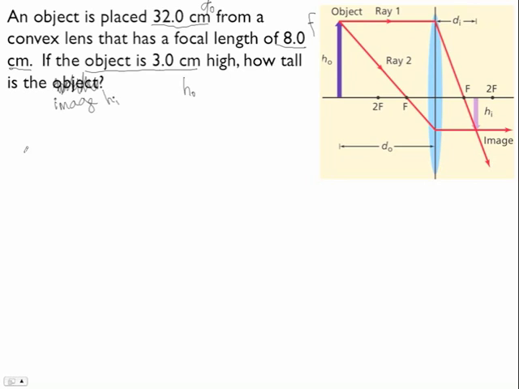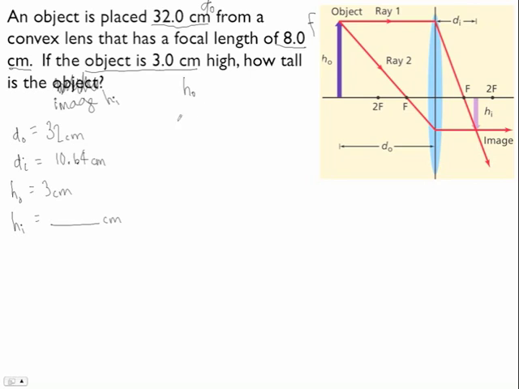Okay, so we know the following things. We know our DO is equal to 32 centimeters. We know our DI is equal to 10.64. That's what we figured out in the last video for this example problem. We know that the height of our object is 3 centimeters, and we want to know the height of our image.